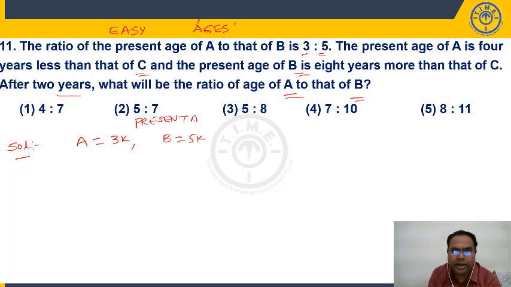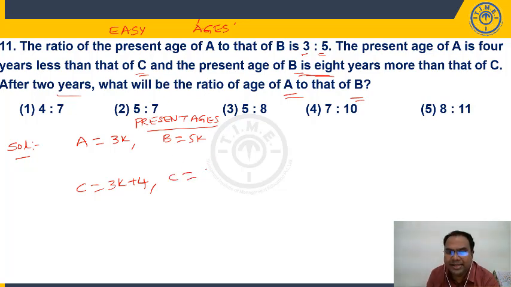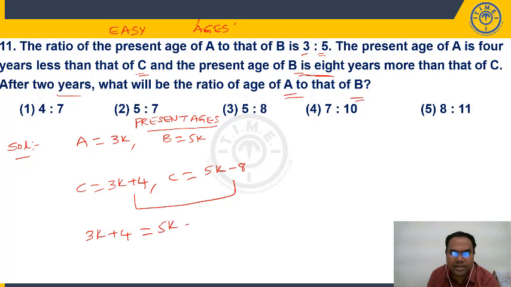Now, what about C? A's age is 4 less than C. So obviously when I compare with A, C will be 4 more, 3K plus 4. Similarly, B's age is 8 more than C. When I compare B and C, B is 8 more than C means C should be 8 less than B, 5K minus 8. This is C's age, this is C's age, equate these two. 3K plus 4 is equal to 5K minus 8. So from this I'll get 2K is equal to 12. I can say K is equal to 6.